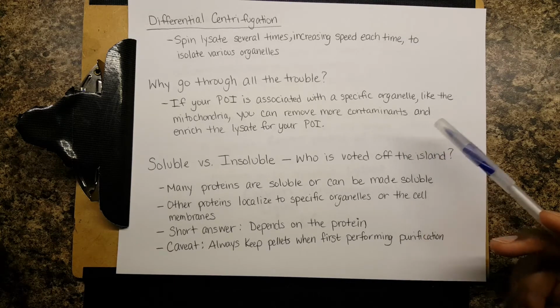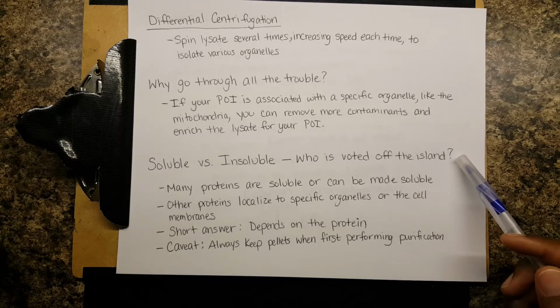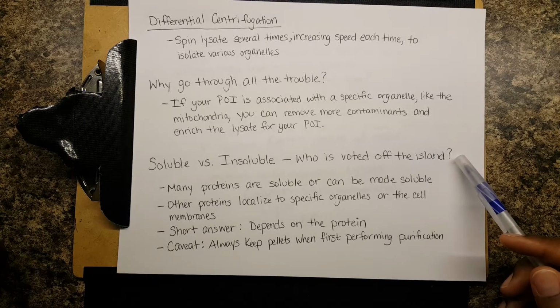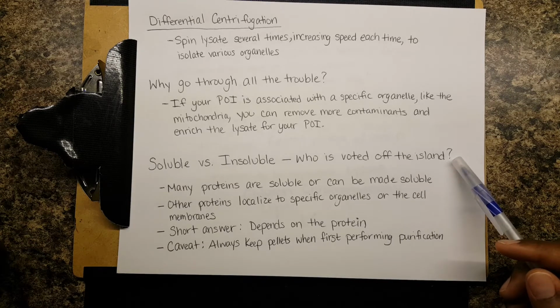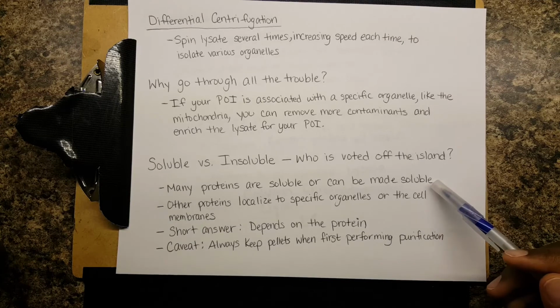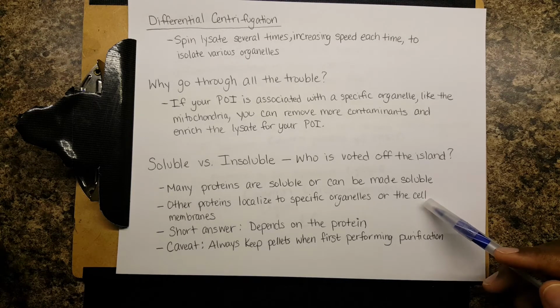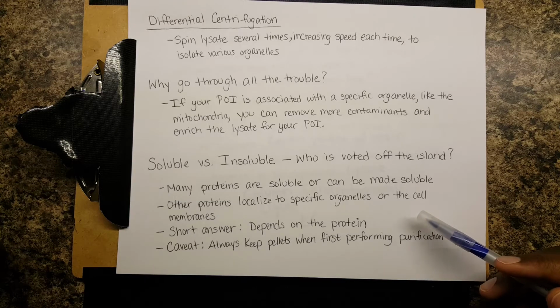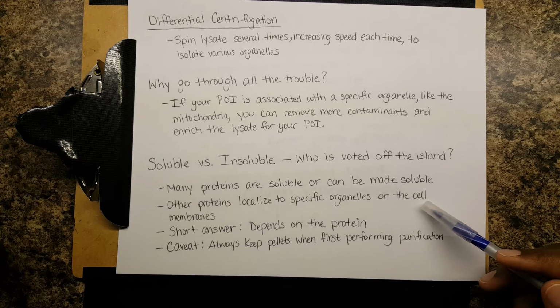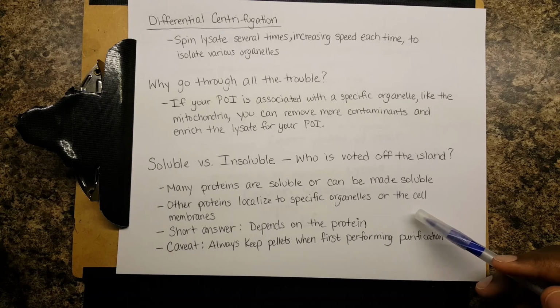Otherwise, don't go through the trouble. So when it comes to choosing what to keep and what to toss for your purification, who's voted off the island? Many proteins are soluble, or you can make them soluble so that when you do your centrifugation, you're keeping the soluble portion. But there are other proteins that may be localized to different organelles or the cell membrane. They're associated strongly with the cell membrane. So you might actually need to keep the insoluble pellet and move on from there.